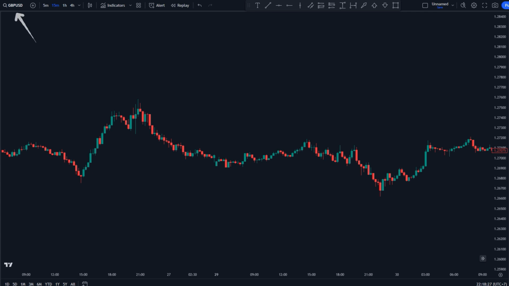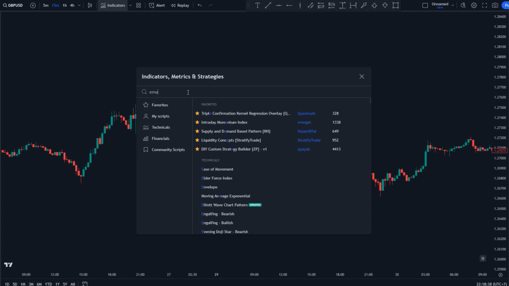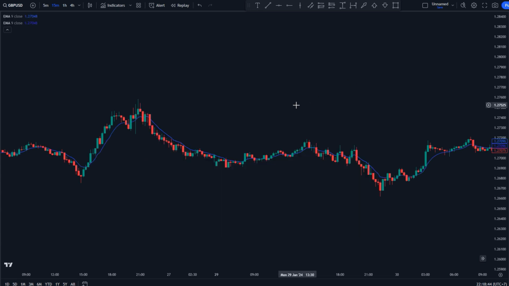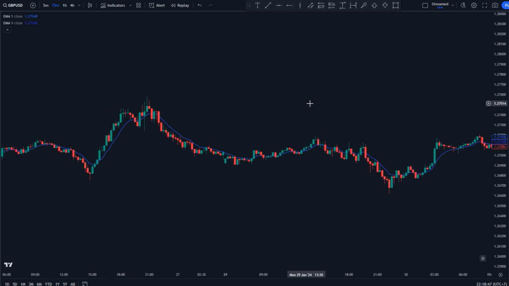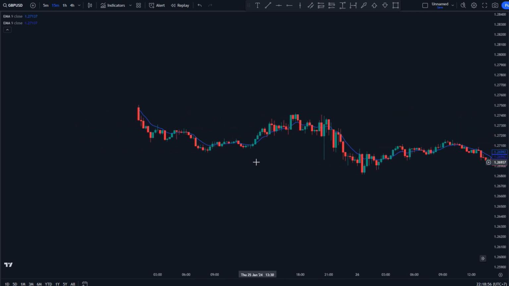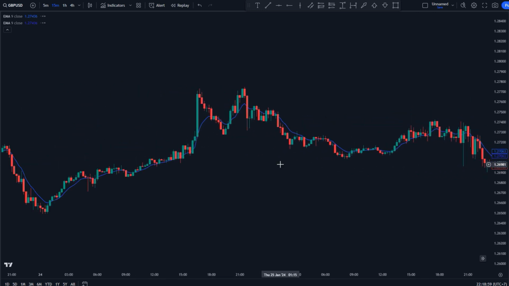Okay, so we're currently looking at the price of GBP USD on a 15-minute time frame. And in order to build this setup, we need to click on the Indicators tab and type in EMA. Then you need to select this indicator. A moving average is a stock indicator commonly used in technical analysis. The reason for calculating the moving average of a stock is to help smooth out the price data by creating a constantly updated average price. This indicator is designed to identify the trend direction of a stock, or to determine its support and resistance levels.